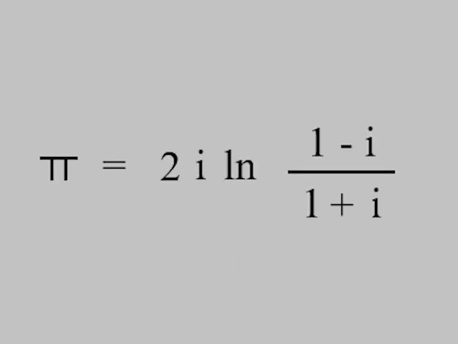Looking at the finished formula, I just love how there's a 1 minus i and a 1 plus i as a fraction here. Gives it a real balanced look. It's still not as good as the formula e to the pi i plus 1 equals 0, but few things are. And I think that's enough for today.